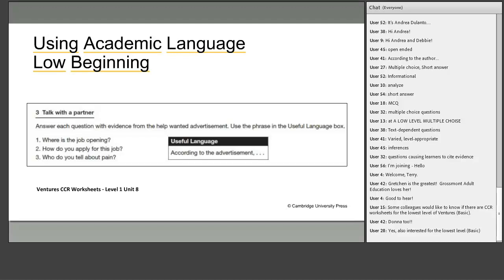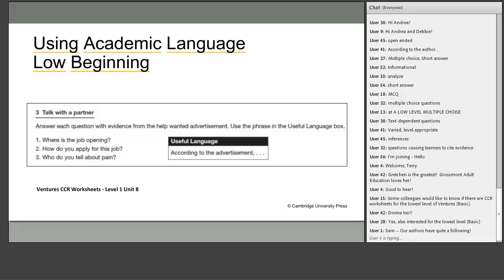So as an example, if my partner asked me question number 1, where is the job opening? I would respond like this. According to the advertisement, the job opening is at the Gentle Palm Senior Daycare Center. At the beginning high level, the learners are interpreting a job evaluation form and answer the questions using the academic phrase according to the evaluation.